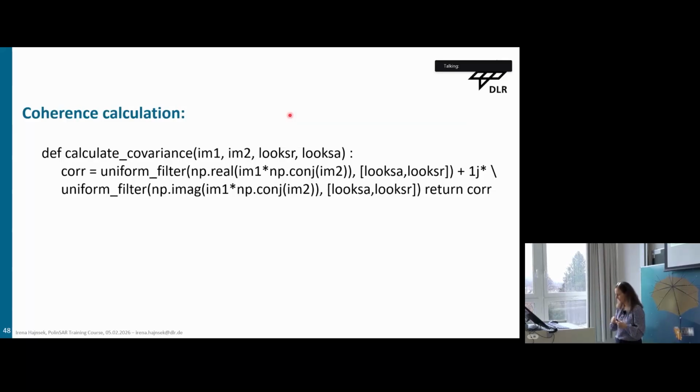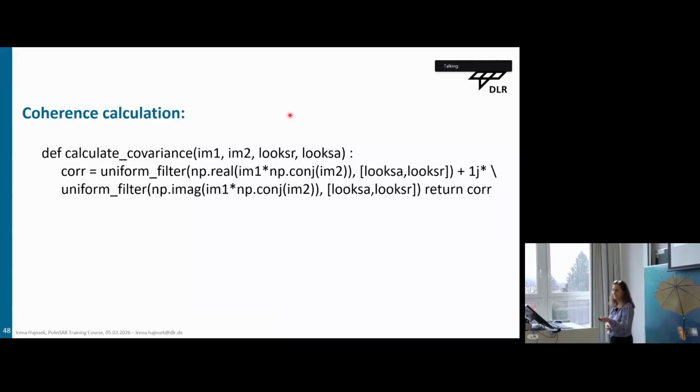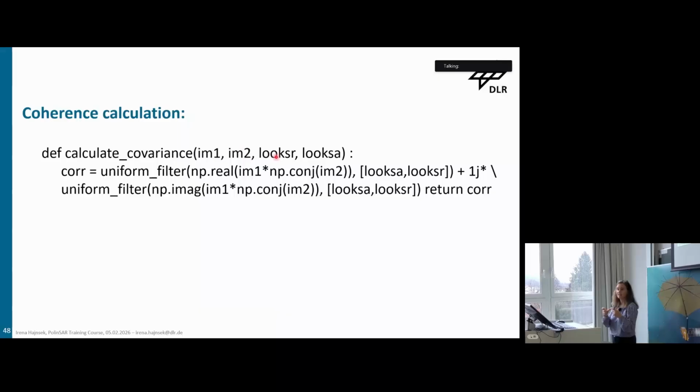Okay, and here in your slides, I was just putting it there because I don't remember if Alberto on Tuesday was presenting how to estimate or calculate coherence in Python. So that's just so that you know how to do this. It's quite easy. In principle, you define a function where you have image 1 and image 2, which could be HH and VV, and you define the estimation window, right?